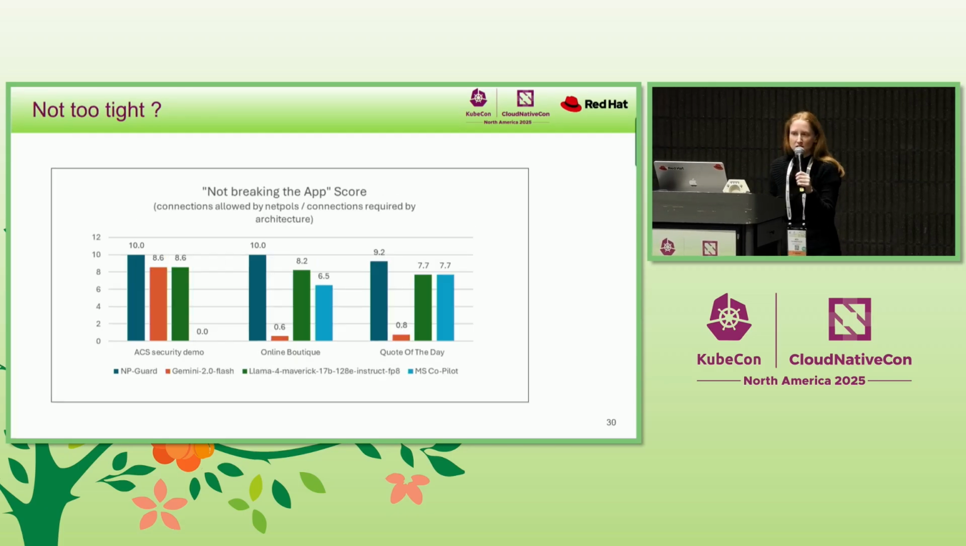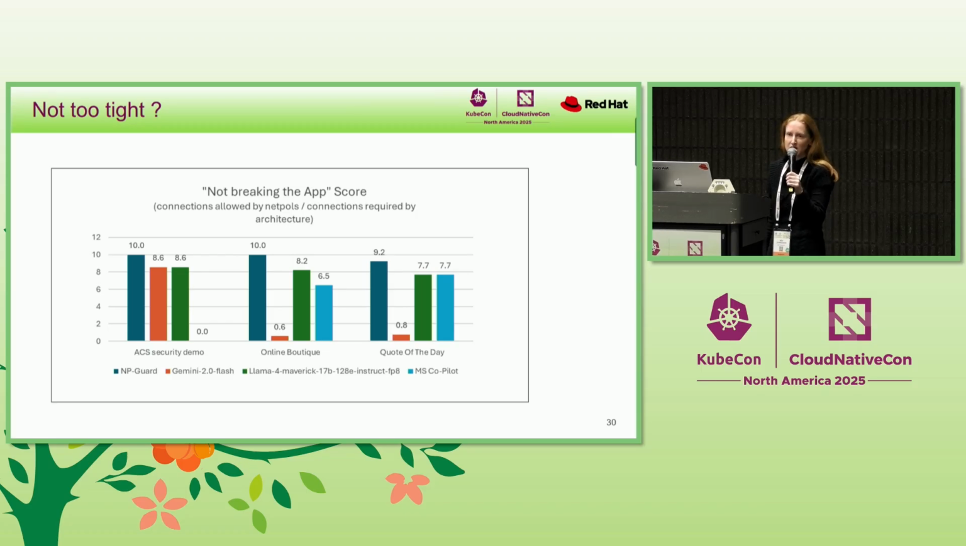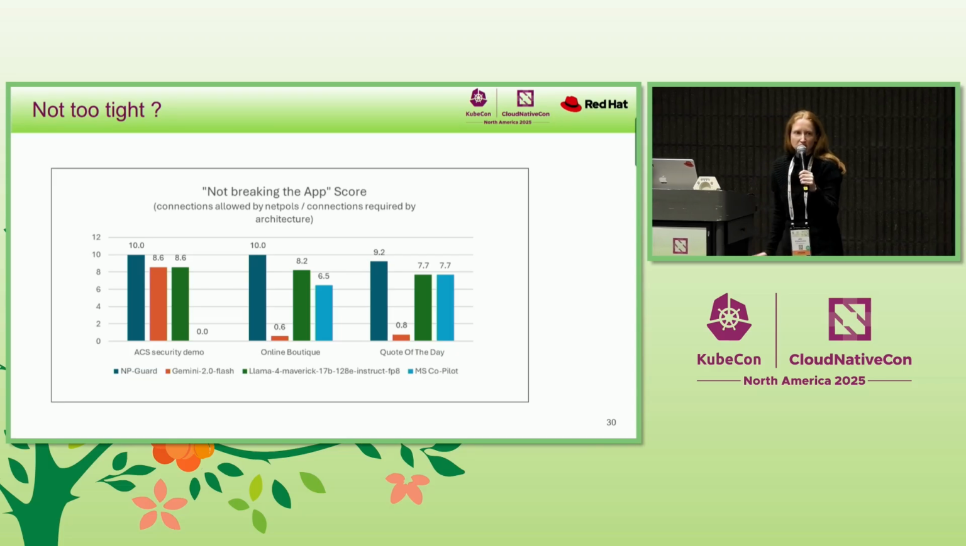And then for the not breaking the app score, again, NP-Guard has high scores. The LLMs also have some issues. Some of them are creating policies that break the app. For example, here Gemini has a low score. It created the required connections only in one direction, only in the ingress or egress, but not both. So it has a default deny and opens only ingress or egress. The required connection is blocked.